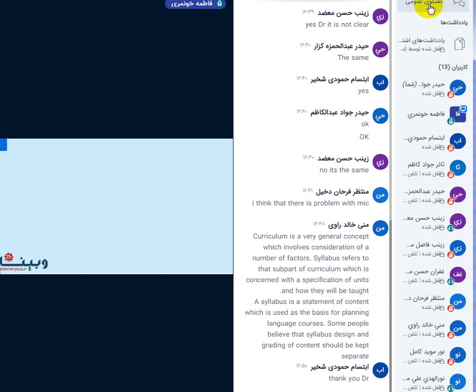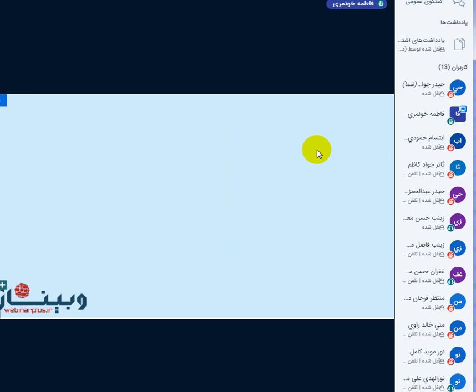And syllabus refers to a subpart of the curriculum, which is concerned with the specification of units, or let's call it content, that will be taught and how this content will be taught. That's absolutely correct. So it's a statement of content along with the methodology, how it's going to be taught, which is based on planning language courses. We are going to learn that this planning happens in the curriculum development process. That's why you said that syllabus is a sub-part of curriculum.